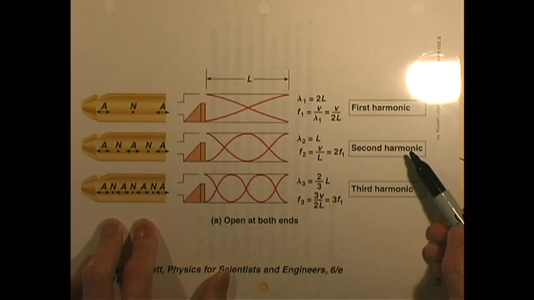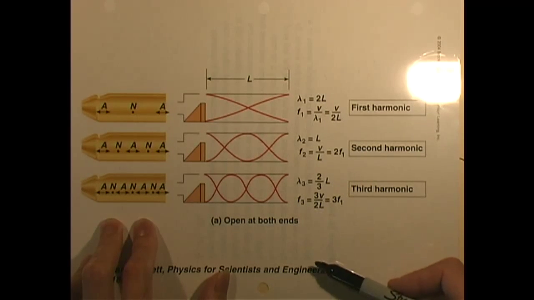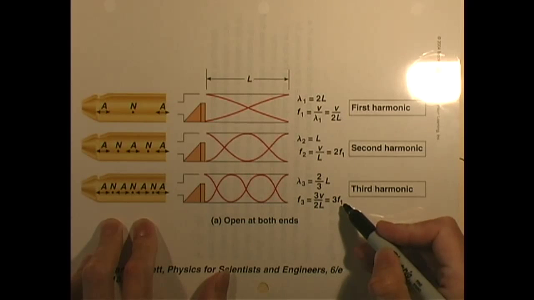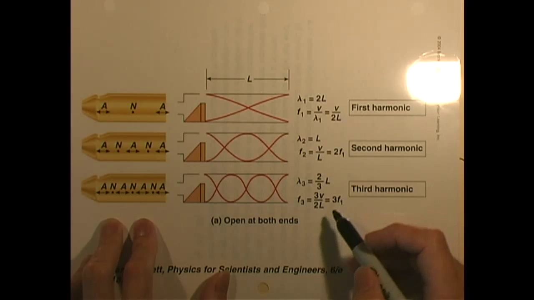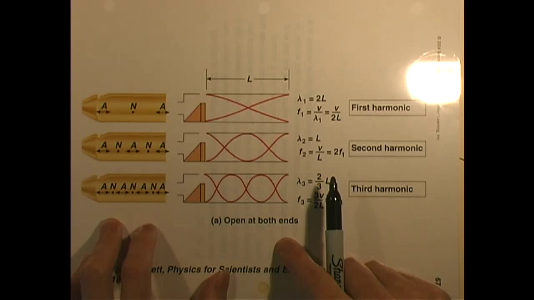So here's the second harmonic. And then you have the third harmonic and so on. You can do this calculation. It turns out the third harmonic is 3 times in frequency compared with the first one. So this is when you have a pipe with both ends open.